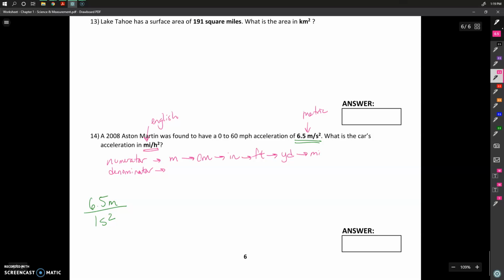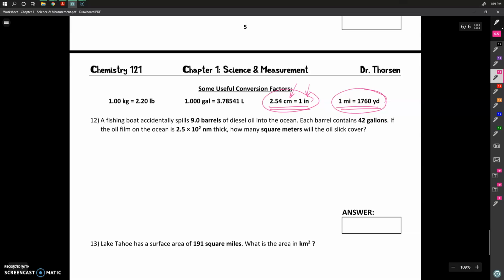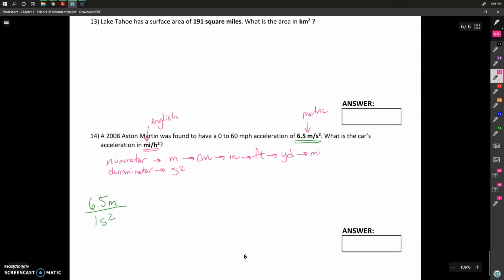For the denominator, we are starting with seconds squared, and we want to get into hours squared. This one doesn't really require any special conversion factors that need to be given to you up top, because all of you should probably know how seconds are eventually related to hours.